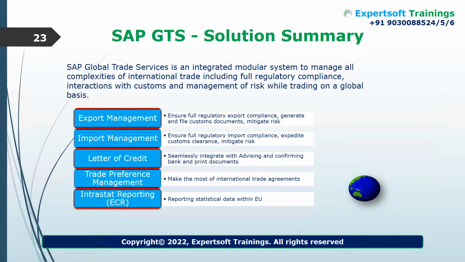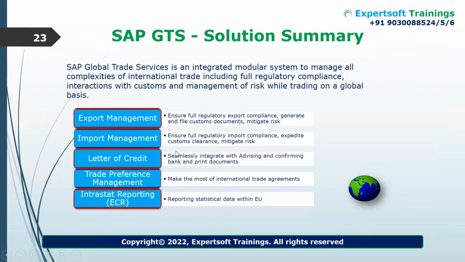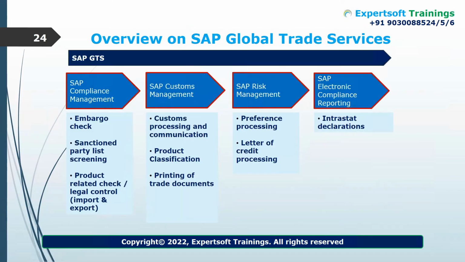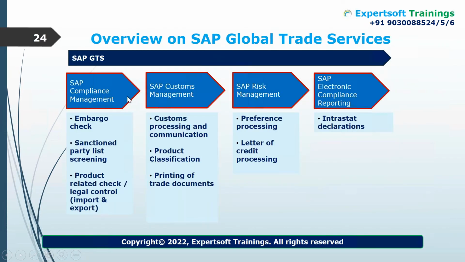So that's more agriculture related, right? Something like that. Correct. Agriculture, CAP refunds, basically. Overview and GTS, these are the modules that we'll be looking for: compliance, customs, risk, and ECR. Okay. Good. So from a solution perspective, the printing of trade documents caught my attention, that's all. Okay, sure.